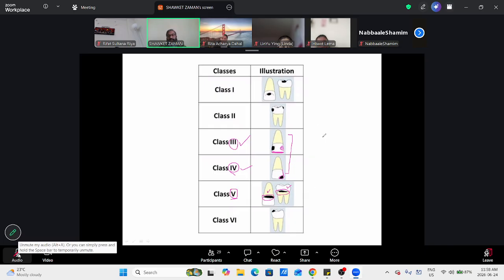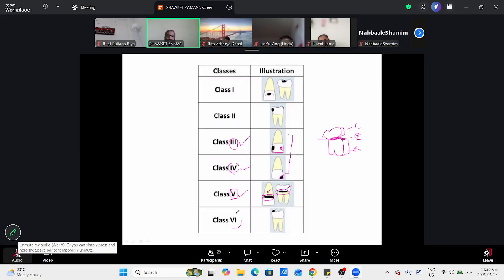Cervical area means, if I draw a tooth here, the portion of the tooth which is above the gum is called the crown, and the portion which is below the gum is the root. This area is known as the cervical area, or neck. These are the 3 parts of a tooth. So in the case of the class 5 cavity, in the cervical area, both anterior teeth and posterior teeth are involved. That is called the class 5 cavity.